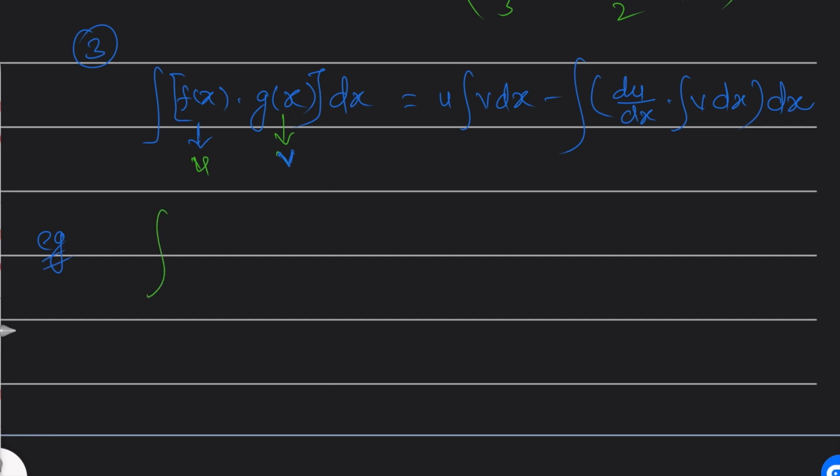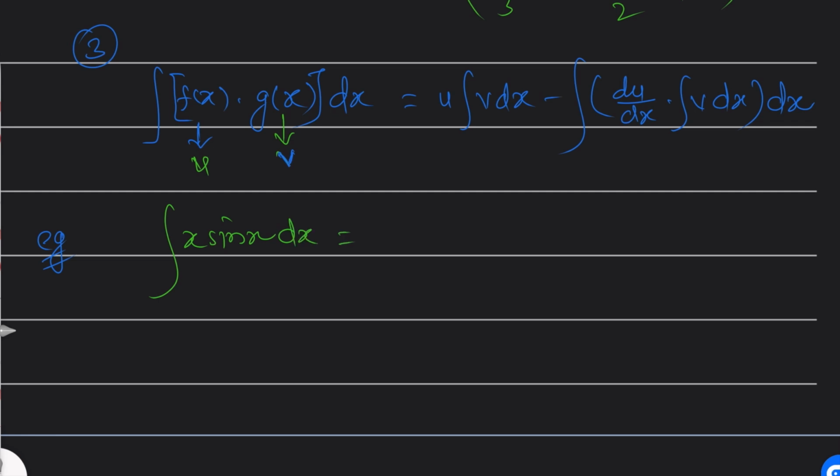Let's say you have integration of two functions. One is x into e to the power x. Let's say this is the integration you have, or not, don't take this also. Wait a second, let me take a simple example. Let's say a trigonometric function, let's take it. So x sin x dx you want to integrate.